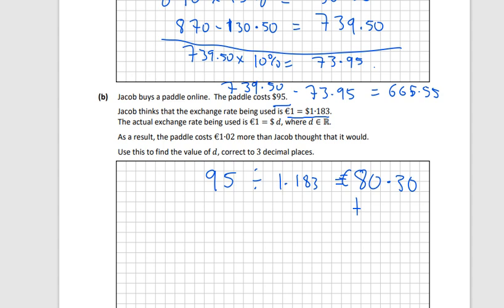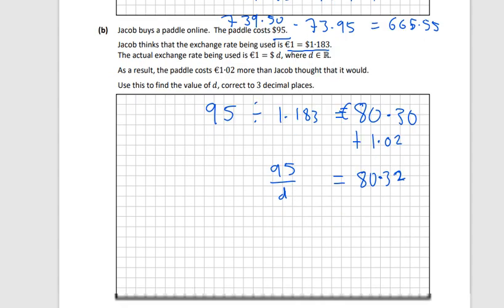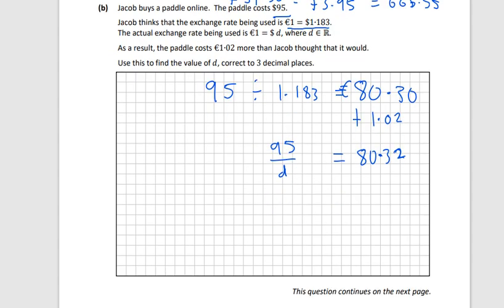So then I'll add on the 1.02, and that gives me 80.32. That's what it does cost in euro. So that has to be equal to 95 divided by the actual one, because when you do 95 divided by the actual one, it should give us 80.32.